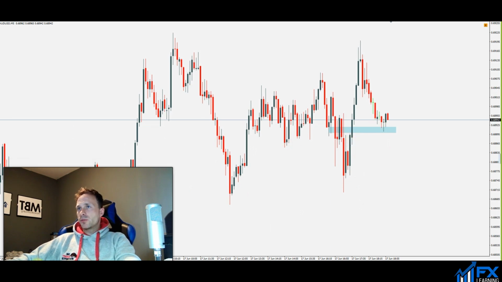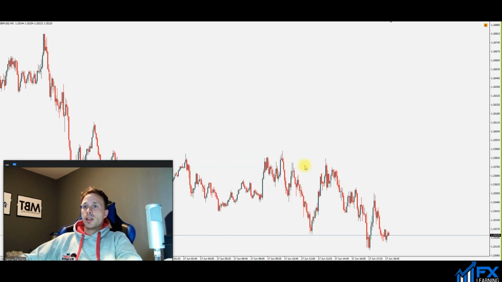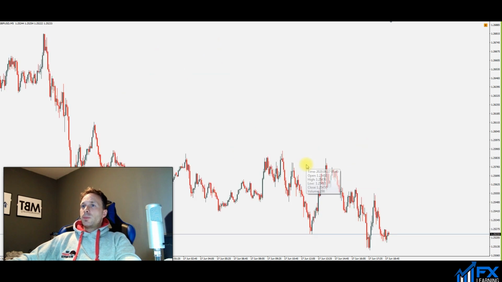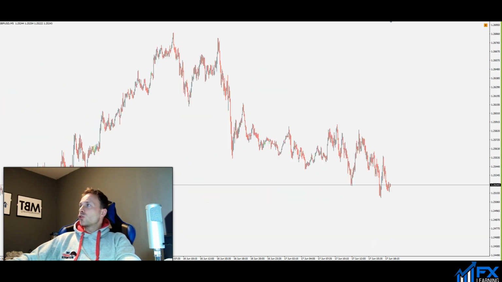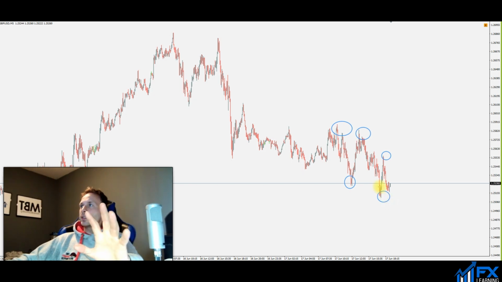Let's have a look at a few other currency pairs. Again, NZD USD is going sideways, so I'm not particularly interested in that. Okay, GBP USD is definitely in a downtrend. If I just mark up the charts, you can see how we're in a downtrend. You can see our lower highs here, lower high, and then lower low and lower low. So at the minute, any setup on GBP USD is going to be a down signal.